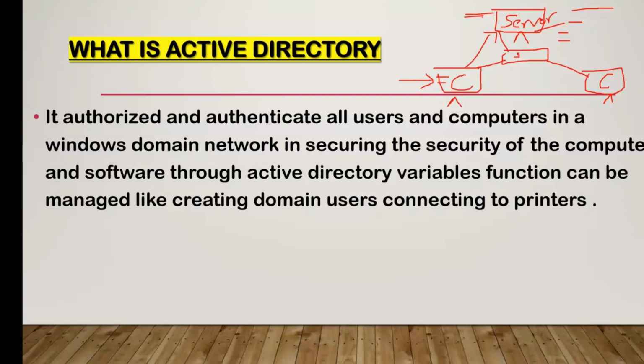Right? So that database is Active Directory. This Active Directory is used to authorize and authenticate all users and computers in a Windows domain network. In securing the computer and software through Active Directory, functions can be managed like creating a domain user, connecting to the printer. So in a simple way, we can say it's a database containing all the information of users and the passwords of the client machine. This is Active Directory.